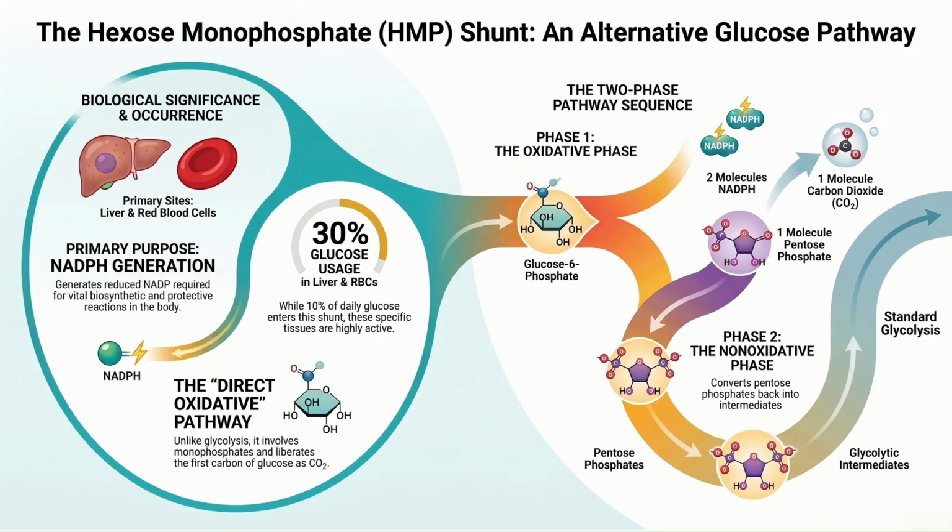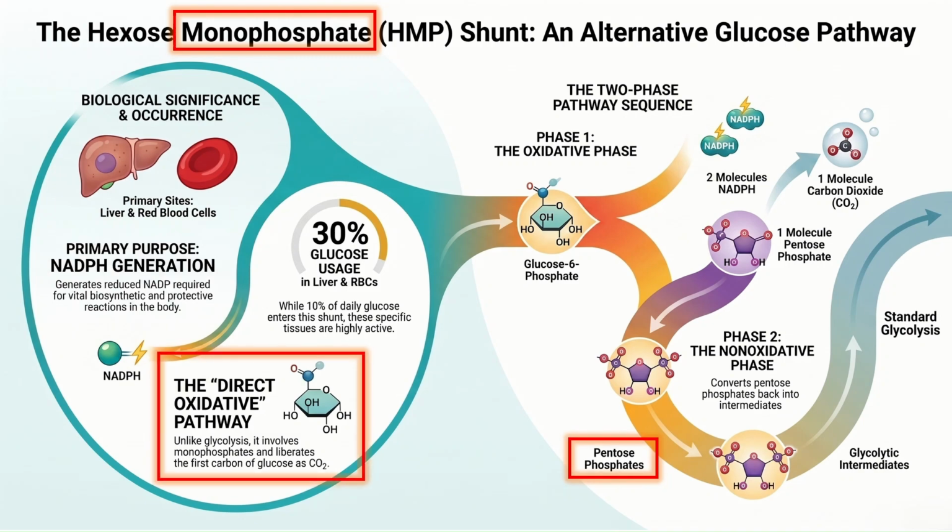It is called the monophosphate pathway because unlike glycolysis, which involves the bisphosphates, this pathway includes monophosphates. It is called the pentose phosphate pathway because the reactions involve the intermediate formation of the pentose phosphates. It is the direct oxidative pathway because the first carbon atom of the glucose is liberated as carbon dioxide during the oxidation process. Approximately 10% of the glucose molecules per day enter this pathway.